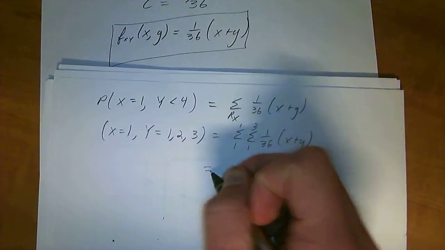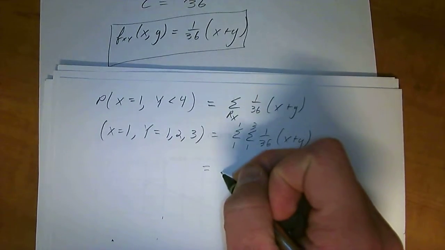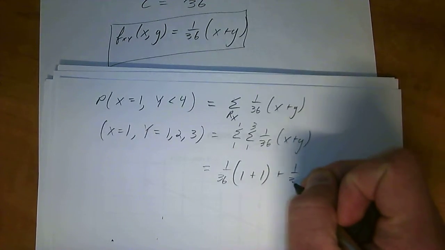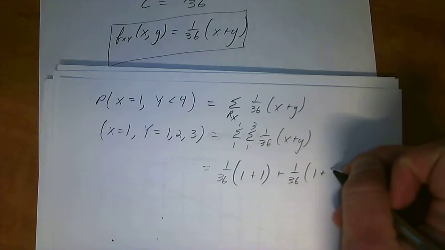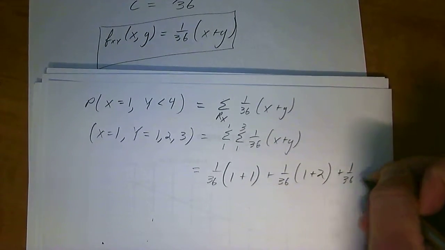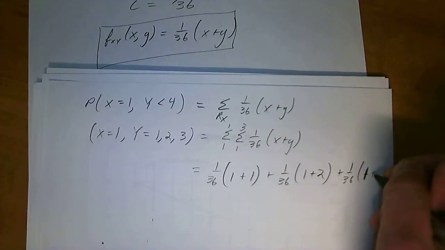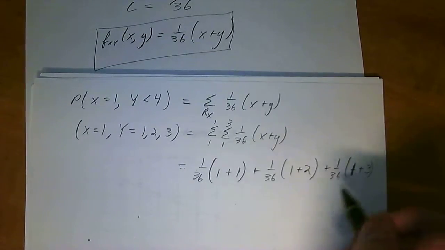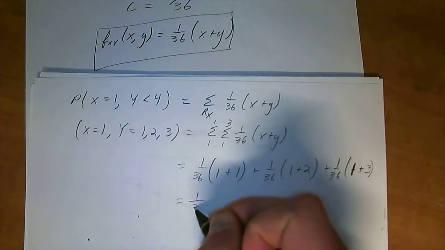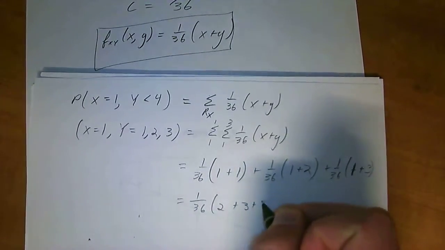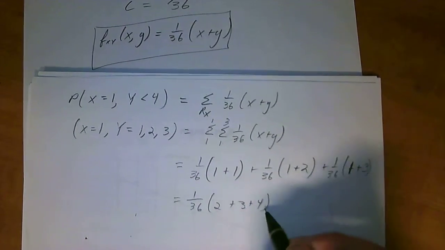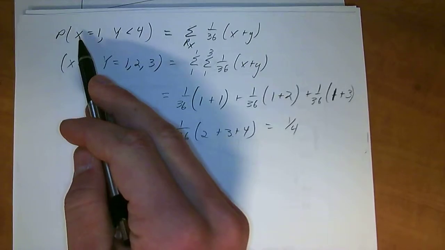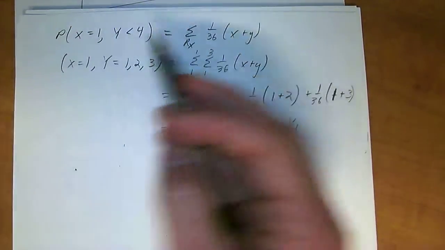So you can expand this out as 1 over 36 of 1 plus 1, plus 1 over 36 of 1 plus 2, plus 1 over 36 of 1 plus 3. Got that right? Okay, yep. So you can basically factor out the 1 over 36. So this is equal to 1 over 36 of 2 plus 3 plus 4. And this is 2, 5, 9. 9 over 36 is equal to 1/4. And that is the probability that you have x equal to 1 and some y less than 4.